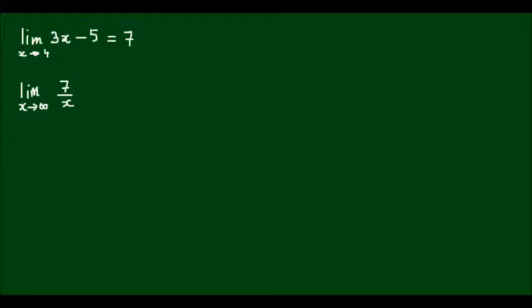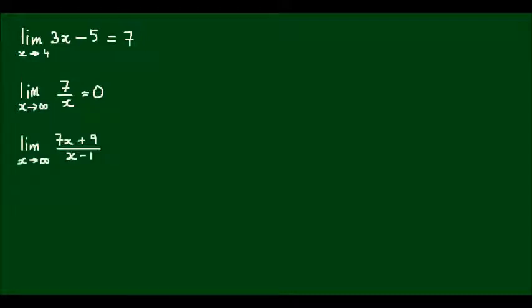Let's do another example. The limit as x approaches infinity of 7 divided by x. Well, we can see that as the value of x gets larger and larger, this result is going to get smaller and smaller. So it's very intuitive that the limit is going to be 0. So this was another case of finding the limit by inspection. Let's do a trickier example.